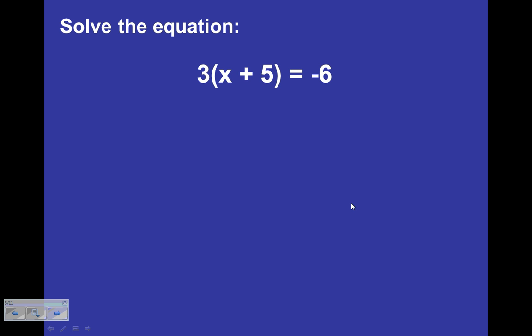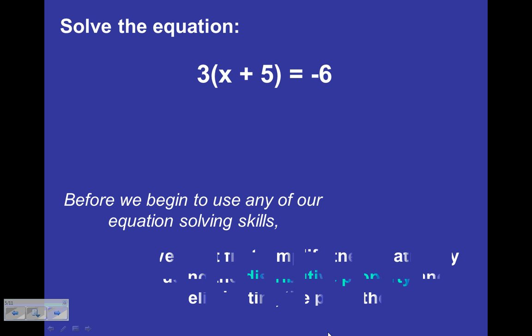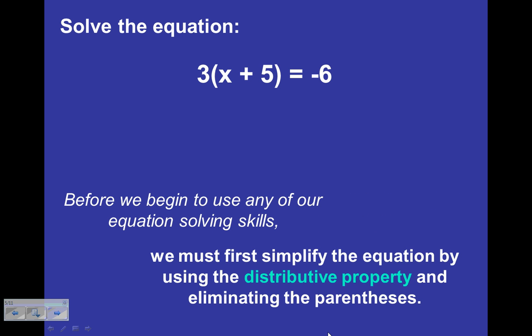So now let's look at this equation. If you notice, it says 3 parentheses, x plus 5 equals negative 6. Okay, you have to do the distributive property. You have to take the 3 times the x and the 3 times the 5. I'm jumping ahead of the PowerPoint. It says, before we begin to use any of our equation solving skills, we must first simplify the equation by using the distributive property and eliminating the parentheses. I call it hippity-hoppity distributive property.